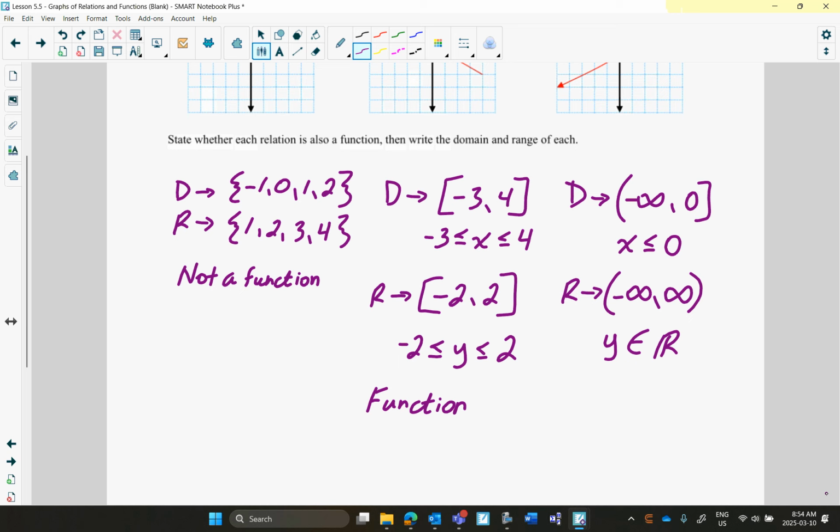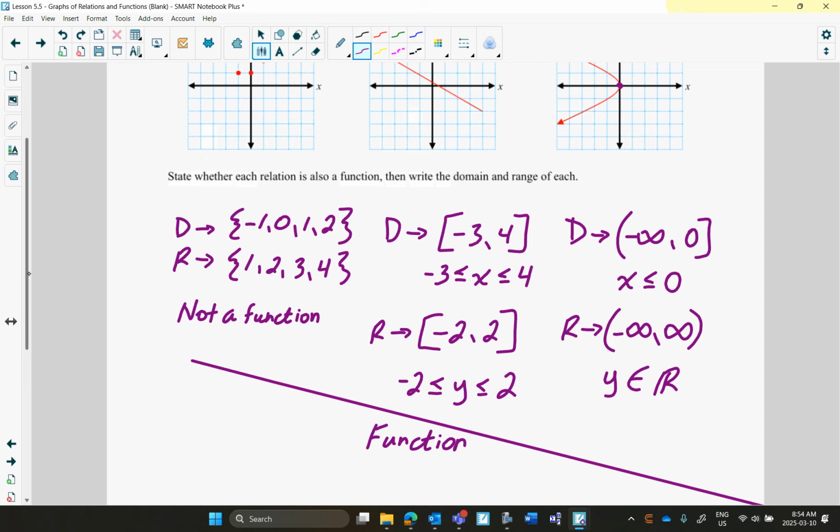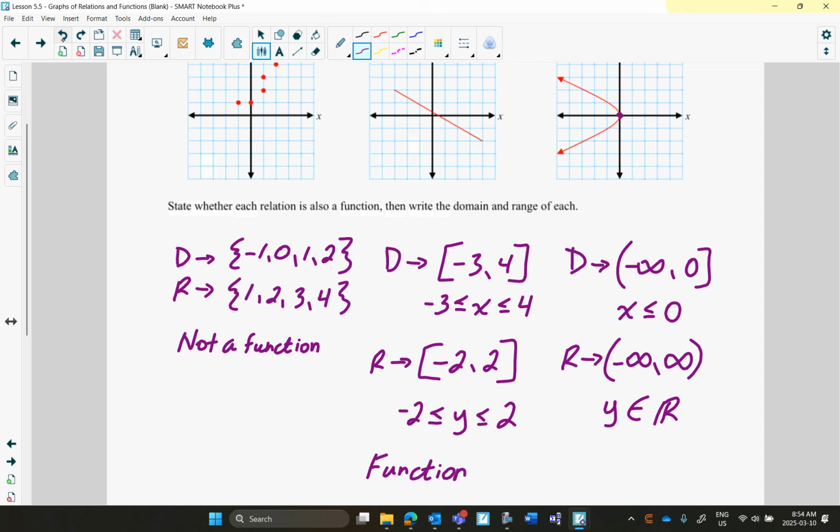Now, is it a function? What's the x coordinate at this point? -1. What's the x coordinate at this point? So -1 repeated, didn't it? There's a whole bunch of them that repeat. There's infinite ones that repeat. So, not a function.